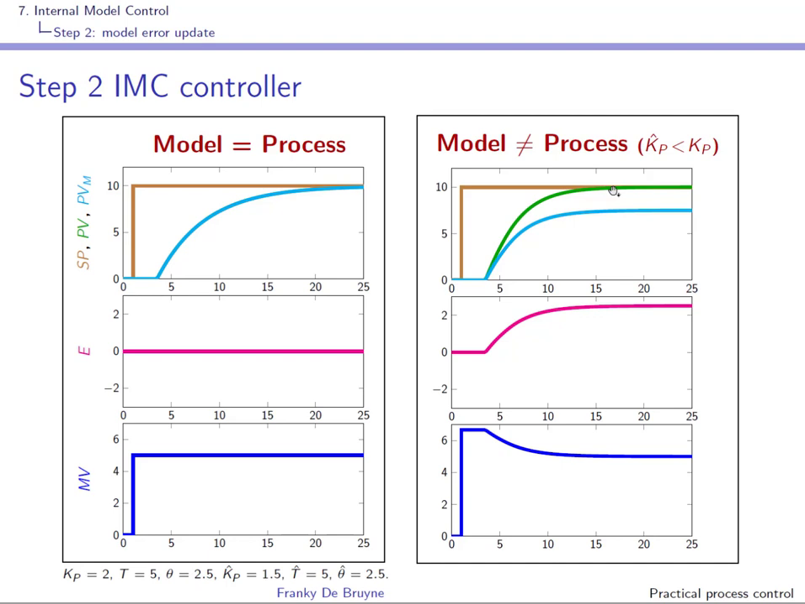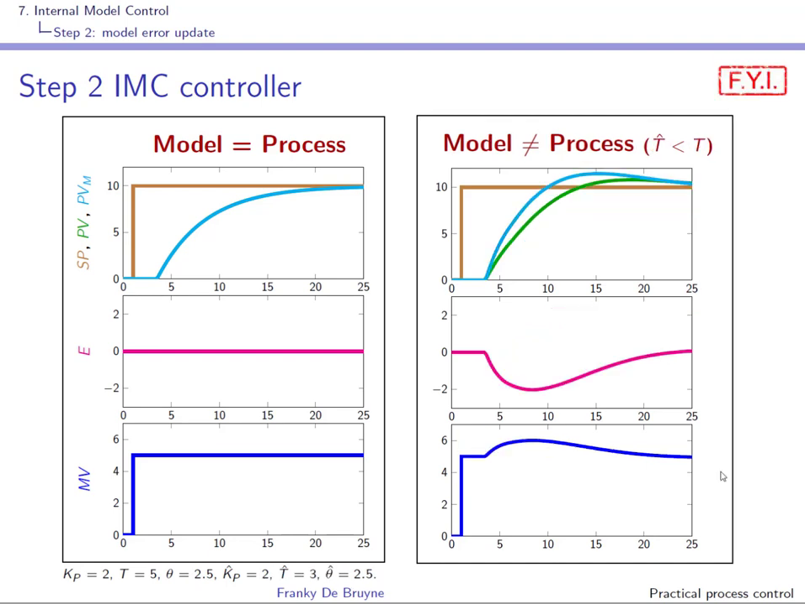And what you can see also here in this step 2 implementation of the IMC controller is that we can use this gain of the model as a way to boost the response. Because you can see here, using the fact that the model gain is smaller than the actual gain, we have a kick of MV that is higher than if the model is exact.